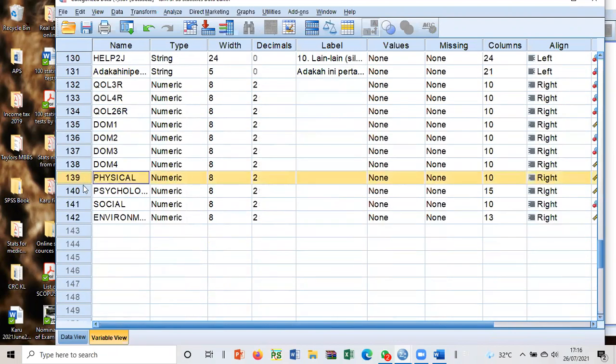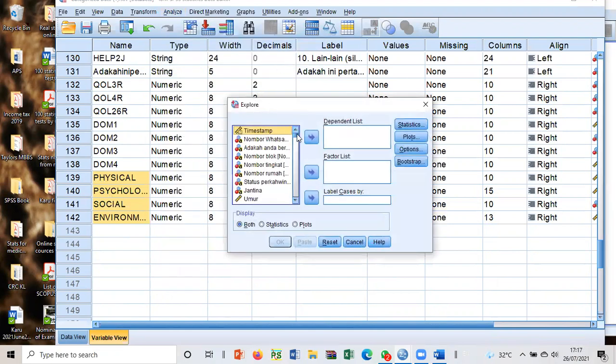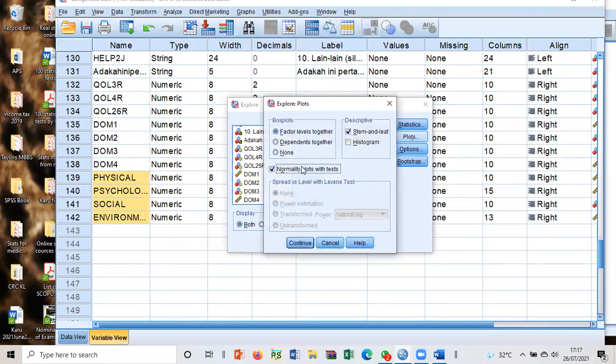So these are the 4 domains. First, I'll describe the 4 domains. So go to Analyze, Descriptive Statistics, and Explore. Why is Explore first? So they can check directly whether the distribution is normal or not. So plots, normality.